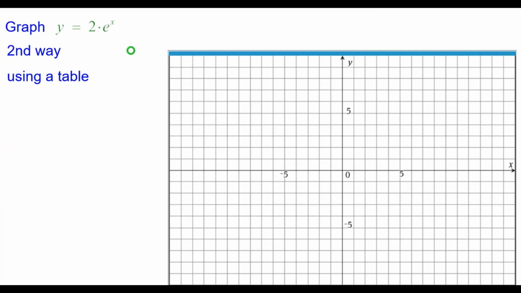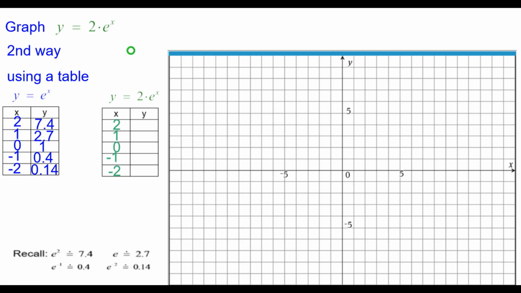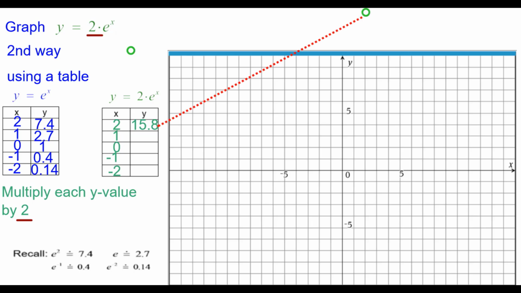Second way is using a table. So these are our 5 values we usually use, and these are the values you get here. So y equals 2 times e to the x. The x's remain the same, but we're going to multiply each y value by 2, that coefficient. So 7.4 times 2, 14.8. So we'll plot 2, 14.8. Doubling 2.7, we get 5.4, 1, 5.4. So go ahead and finish that. Finish the table, finish plotting the points, and resume when you're ready.